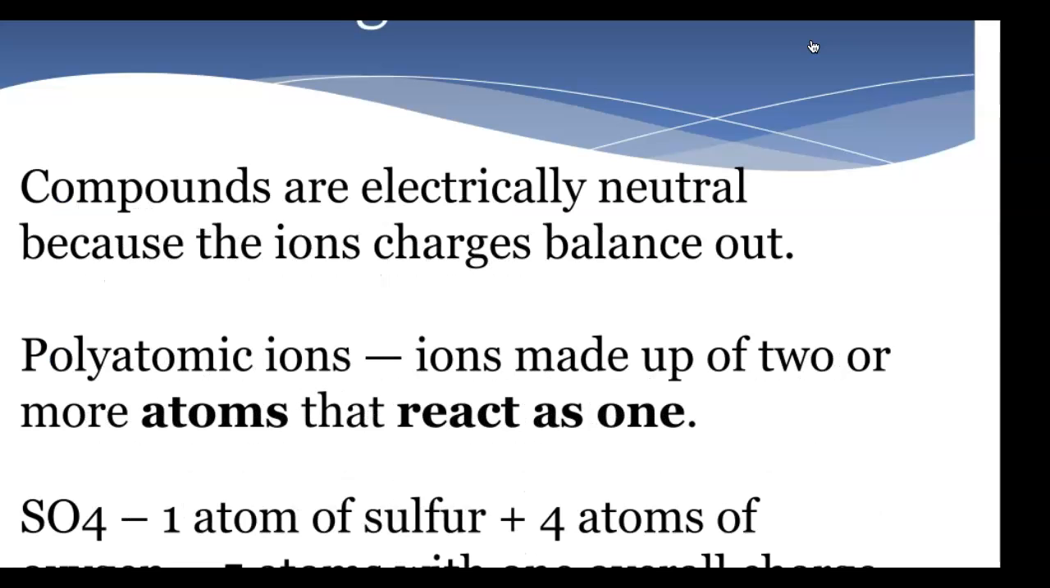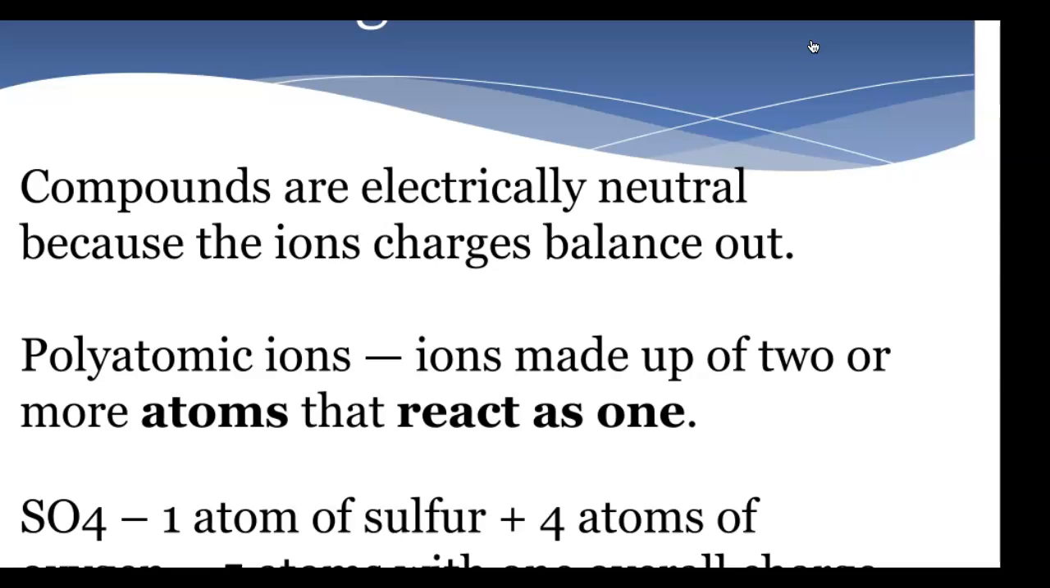Okay, so compounds are electrically neutral because their ion charges balance out. You have to remember that atoms are electrically neutral. Your number of protons tells you the atomic number for each element. That's the number of positive charges. Your number of electrons, that's the negative charges, will equal that to be a neutral atom. Well, when you become an ion, you either gained or lost electrons. So to get back to neutral, you create compounds.